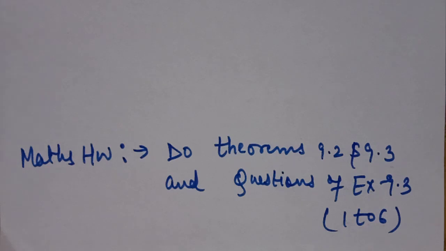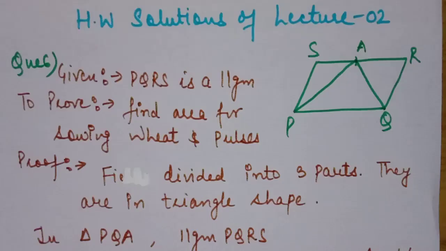Now students, homework solution of lecture 2. This is your homework solution of lecture 2. In that lecture, we already discussed 5 questions from exercise 9.2. Only 1 question was remaining. So that question number 6 is: a farmer was having a field in the form of a parallelogram PQRS. She took any point A on RS and joined it to points P and Q. In how many parts is the field divided? What are the shapes of these parts? The farmer wants to sow wheat and pulses in equal portions of the field separately. How should she do it?